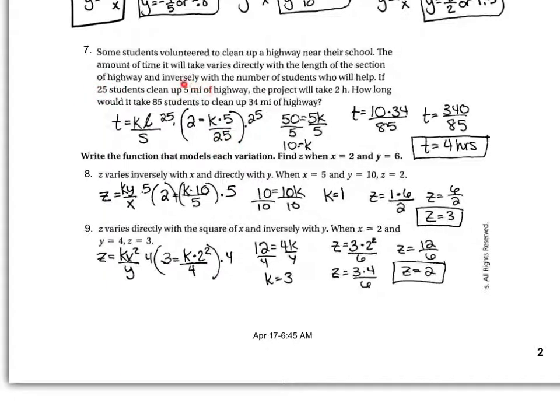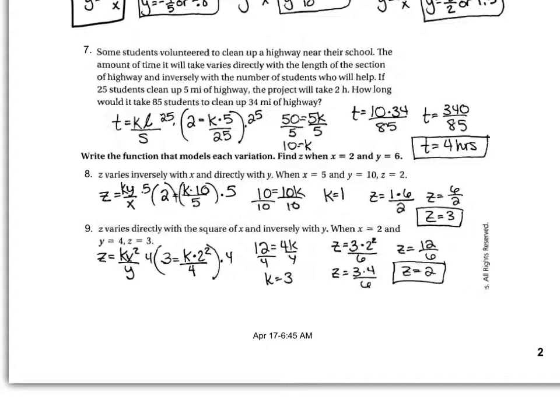Clean up 5 miles, that was your X. And the time was 2 hours, that was your T. And that allowed you to find K. We then take K in, times the 34, and divide by the number of students, and that gives you the time is 4 hours. 8 and 9 is exactly like the warm-up, but then you actually plug in numbers to find K and then to find what you're missing.